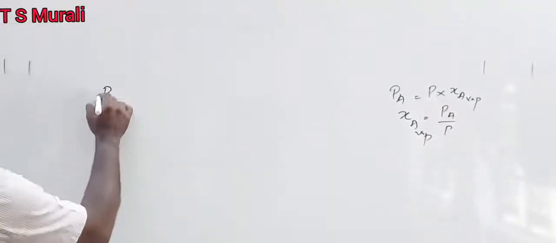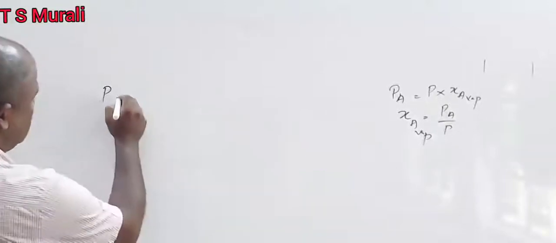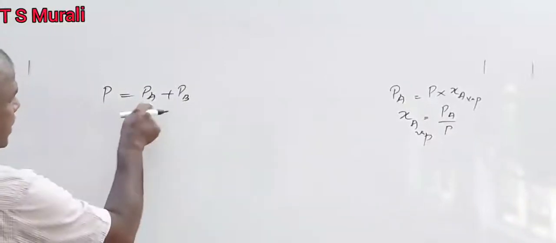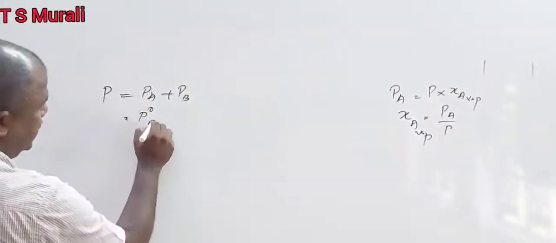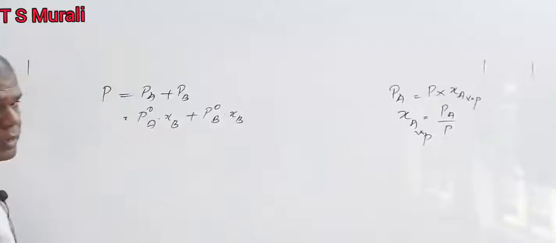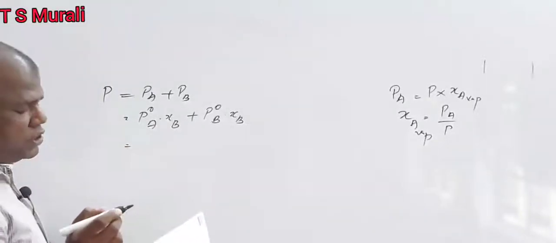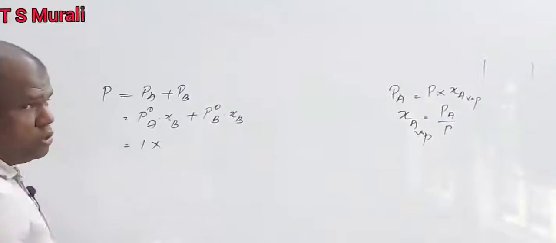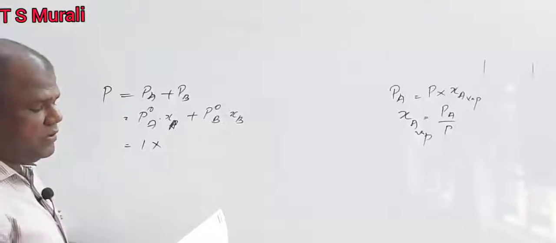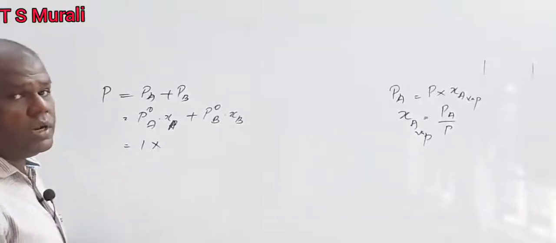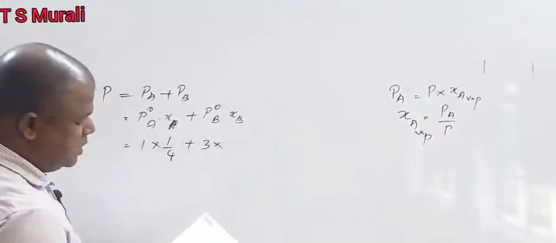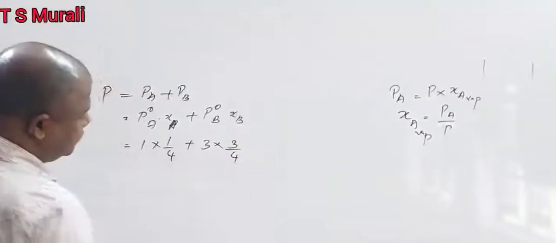According to Raoult's law, I think you know the statement of Raoult's law, total pressure P is equal to PA plus PB. This is not Raoult's law, this is Dalton's law. According to Raoult's law, PA is equal to P0A into XA and PB is equal to P0B into XB. So I am substituting P0A. They are giving only the ratio. P0A is 1, and the mole fraction of A, XA, is the number of moles of A divided by total, which is also given as a ratio. Number of moles of A is 1, total is 4, so into 1/4, plus P0B, which is 3, into its number of moles, 3 by 4.